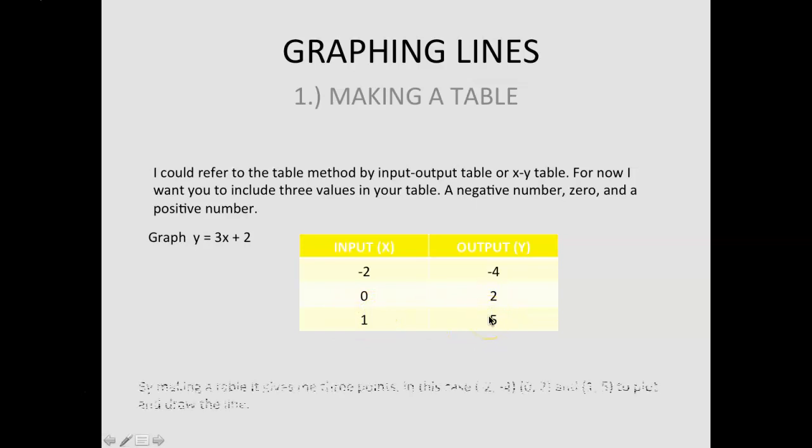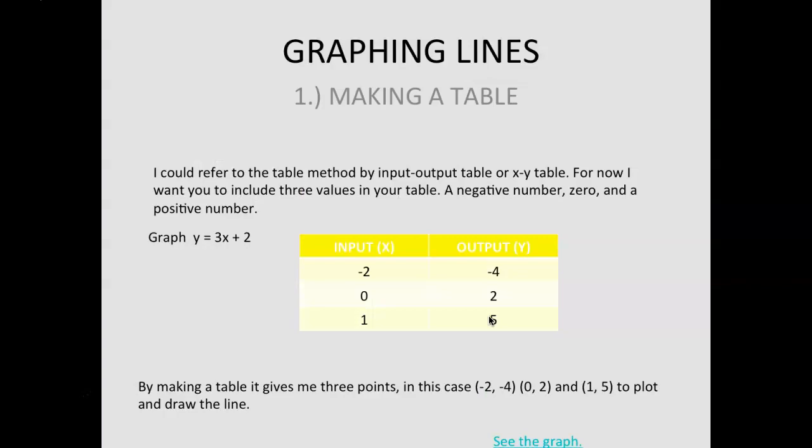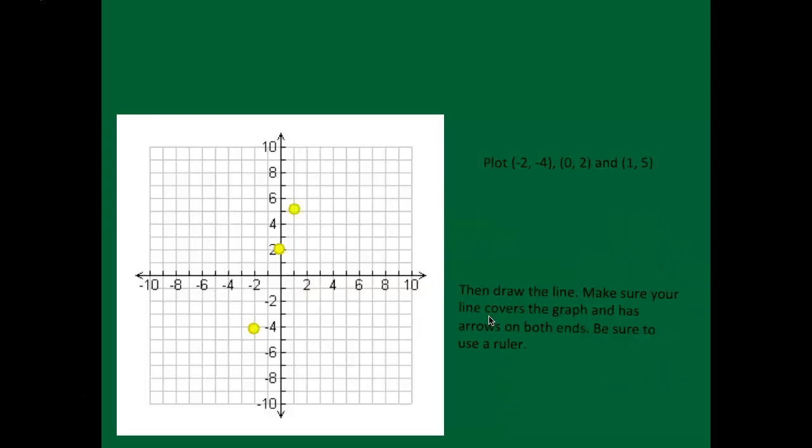So take note that by making a table of values, it gives you 3 points. In our case this time, we have negative 2, negative 4; 0, 2; and 1, 5. We're then going to plot the following points in a rectangular plane. So take note, we have the 3 points plotted here. And after plotting the points, we can use a straight line to connect them. And that is the graph of our linear function y equals 3x plus 2. Okay, so let's proceed to the next method.